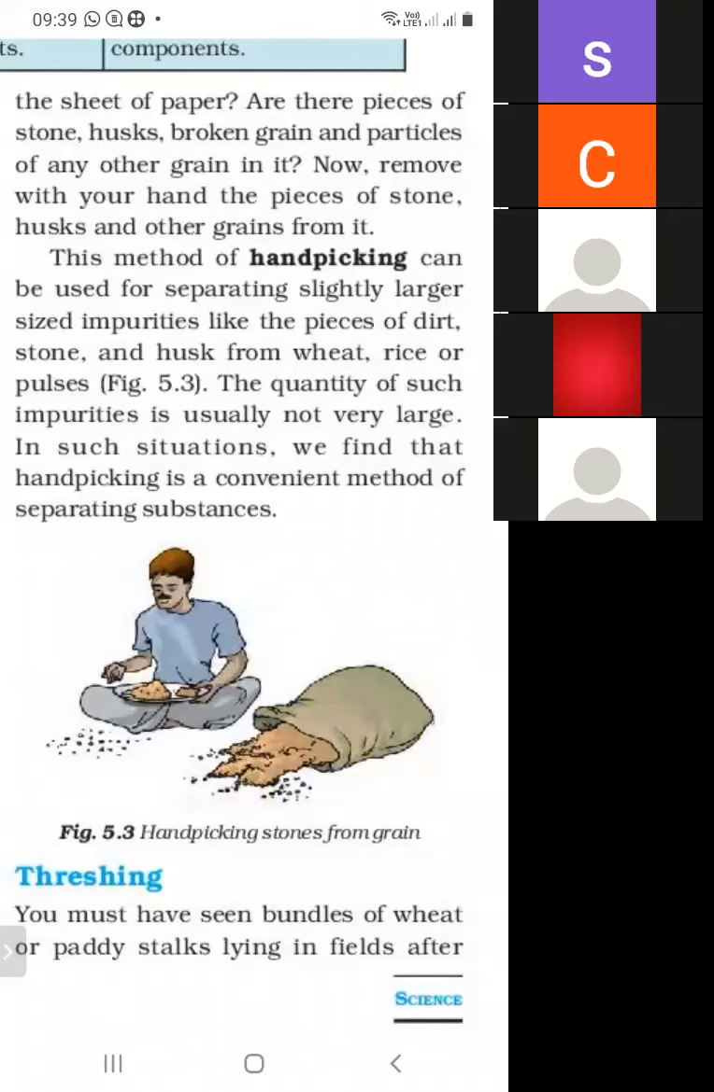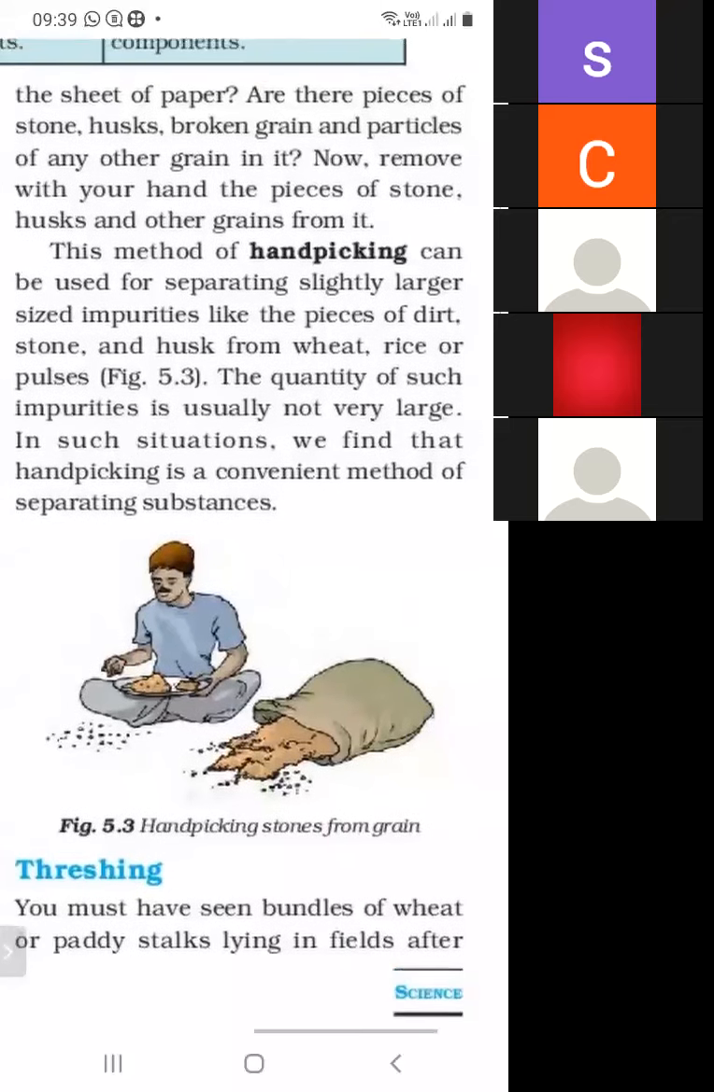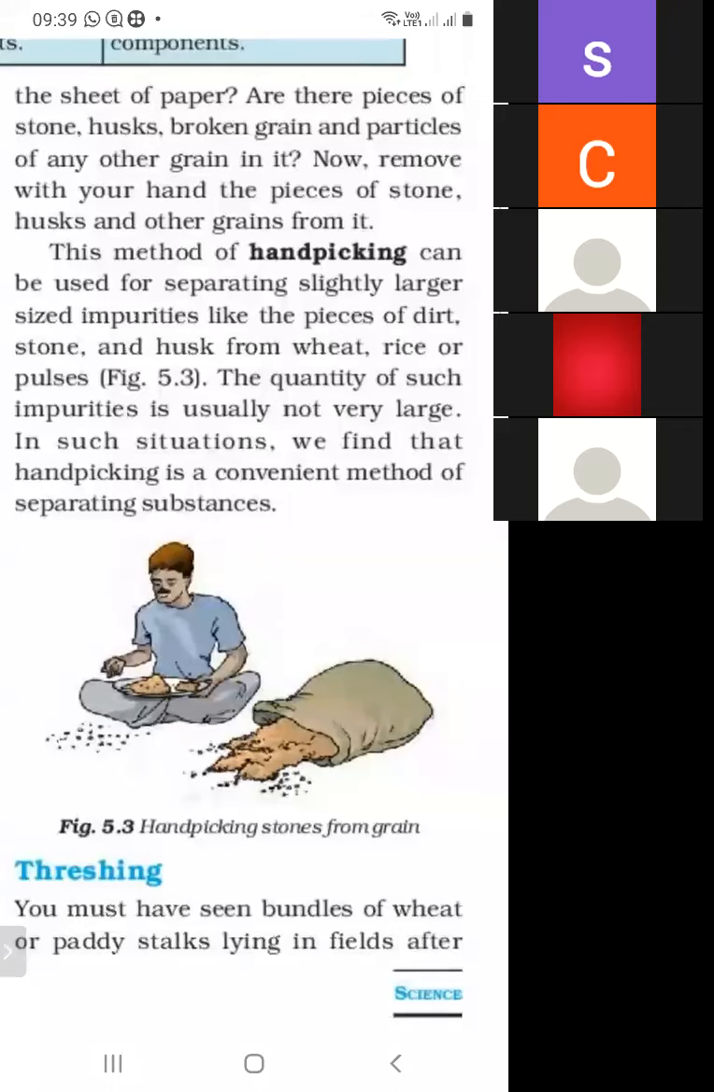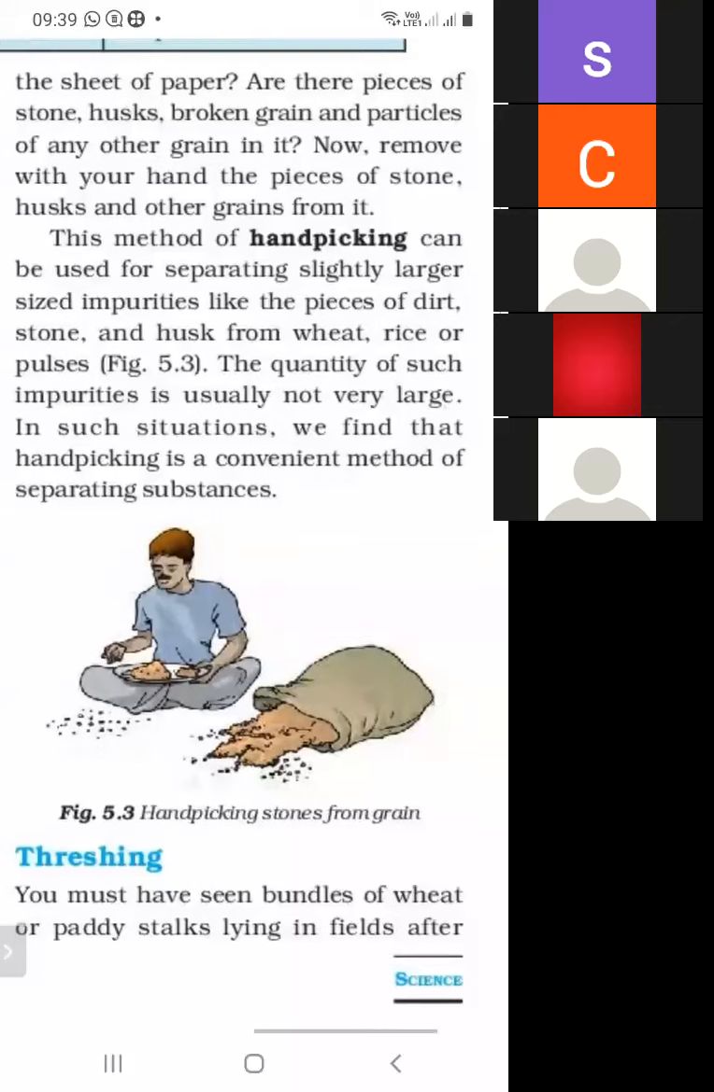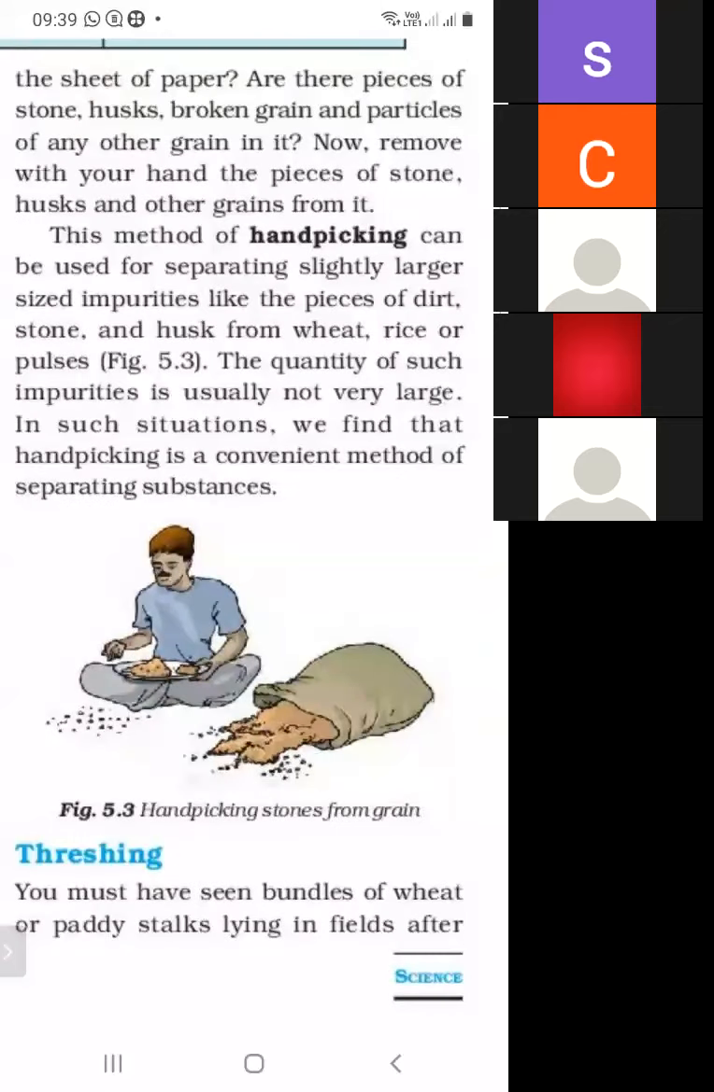If the impurity size is very small, then hand picking cannot be used. So what is the condition for hand picking? The size of the impurity should be larger, and the quantity of impurity is not very large. So there are two conditions for hand picking.